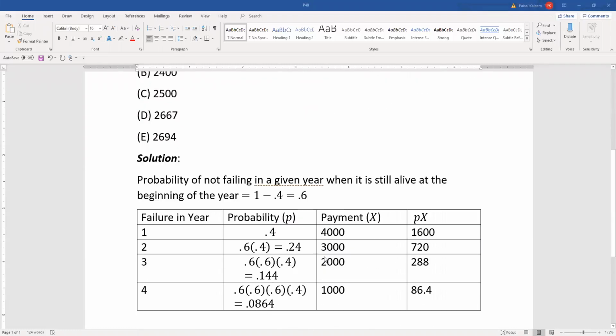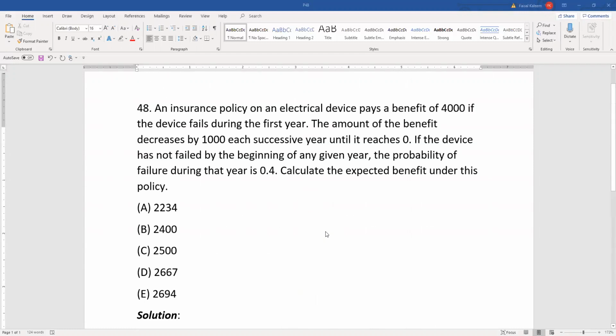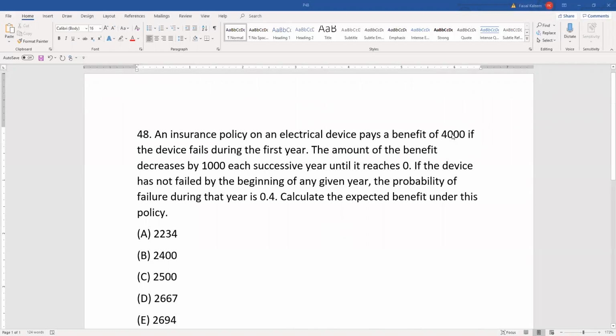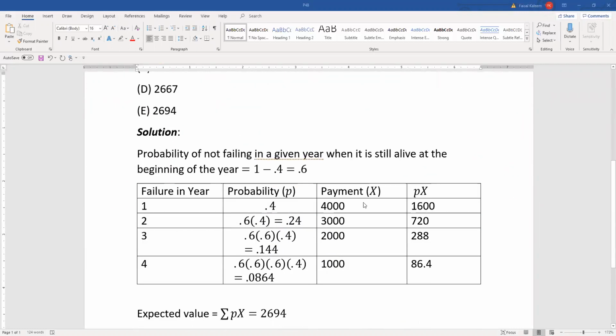Now, it can fail in years 1, 2, 3, 4, with payments being 4,000 for the start, and then it decreases by 1,000. So 3,000 in the second year, 2,000 in the third, 1,000 in the fourth, and in the next year it will be zero. So we don't need to list that.